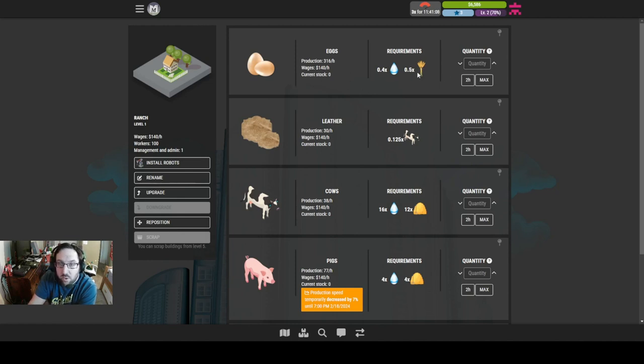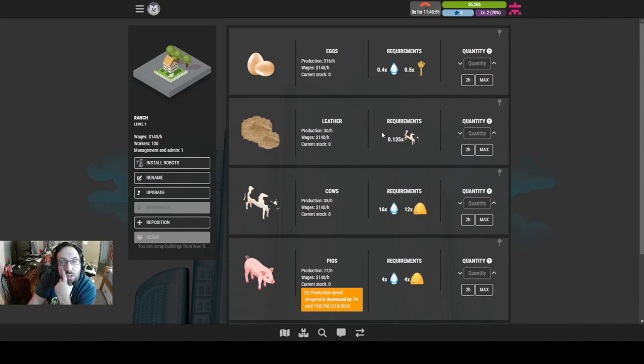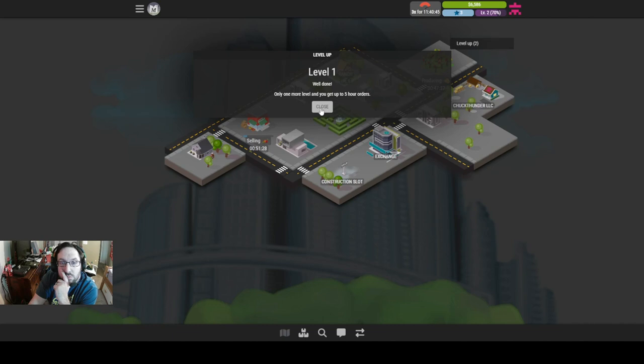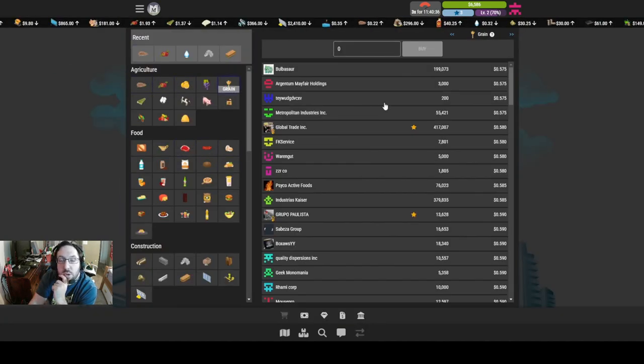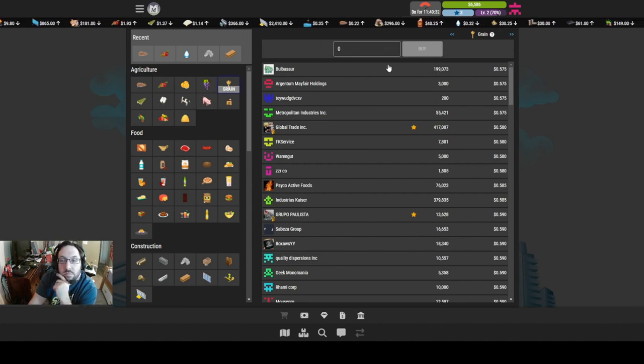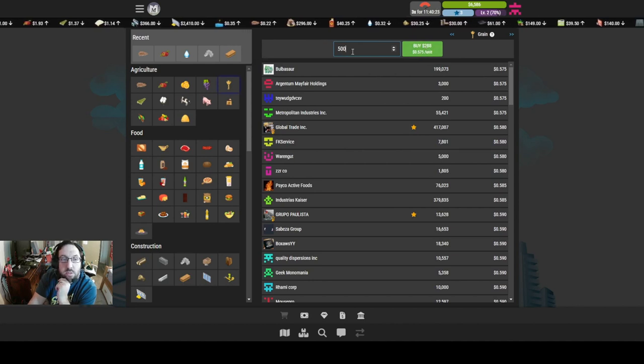Eggs, I'm going to need to have water and some wheat, which I can't make. Making leather needs cows. So in order to make cows, I need water and whatever that is. So yeah, there's a little bit of a limitation of what we can do here, but let's make some eggs. So we need to get this stuff at the open market. Where is the exchange? We're going to buy wheat at the open market. Let's buy 500. We obviously have the money for all of this, but let's just do it. Let's buy that.